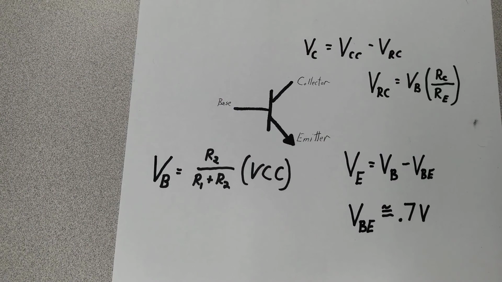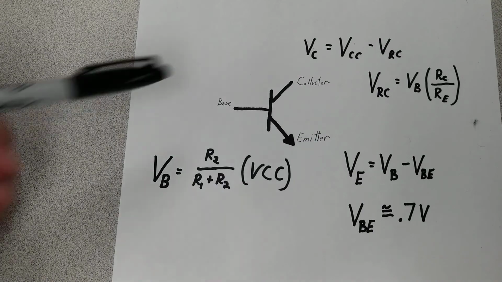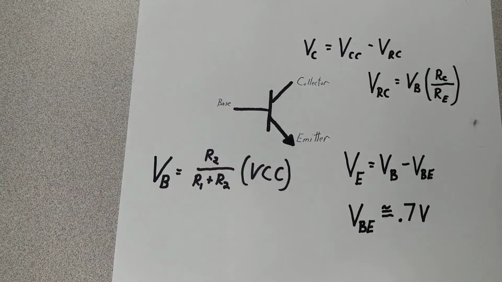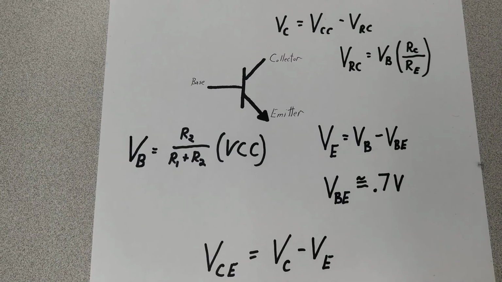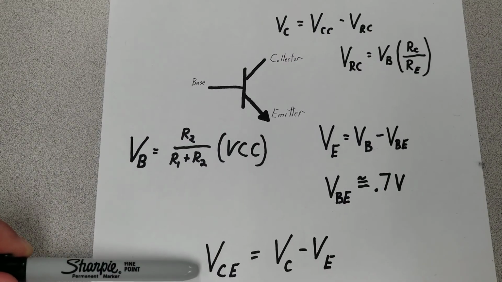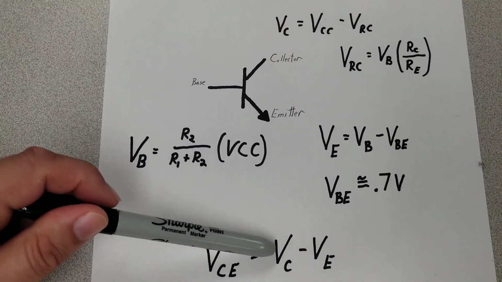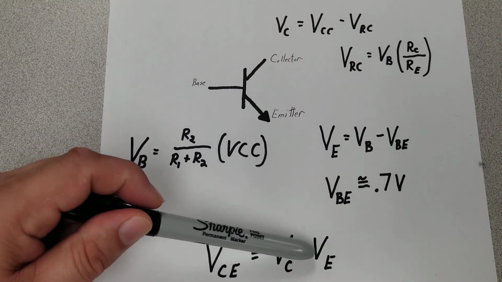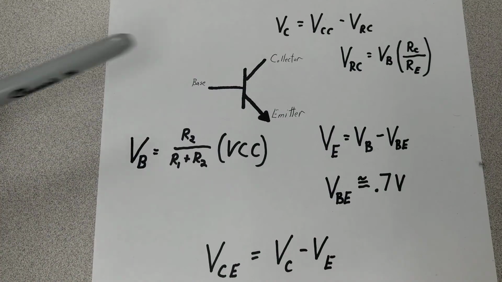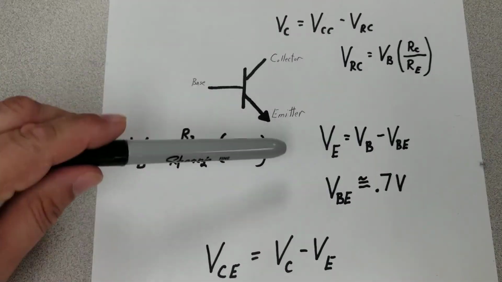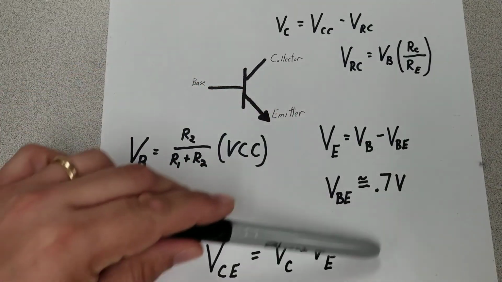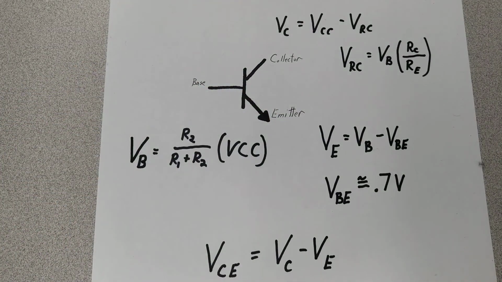The last value we're going to look for is our VCE, which is the voltage drop between our collector and our emitter. To find our VCE, we are going to use this formula, where VCE is equal to the voltage at the collector minus the voltage at the emitter. We already know the voltage at the collector, and we know the voltage at the emitter, so you can just plug those in to find your VCE. If you follow these formulas, you should be able to get the answers for problem number 4.